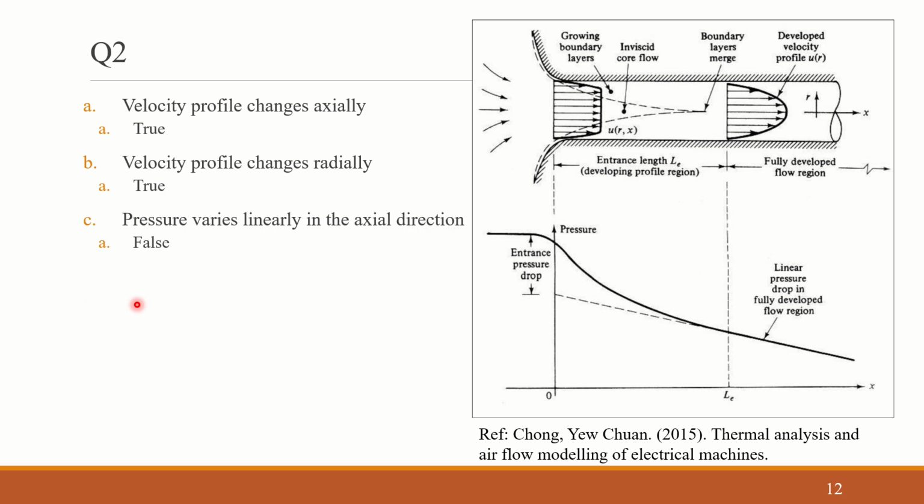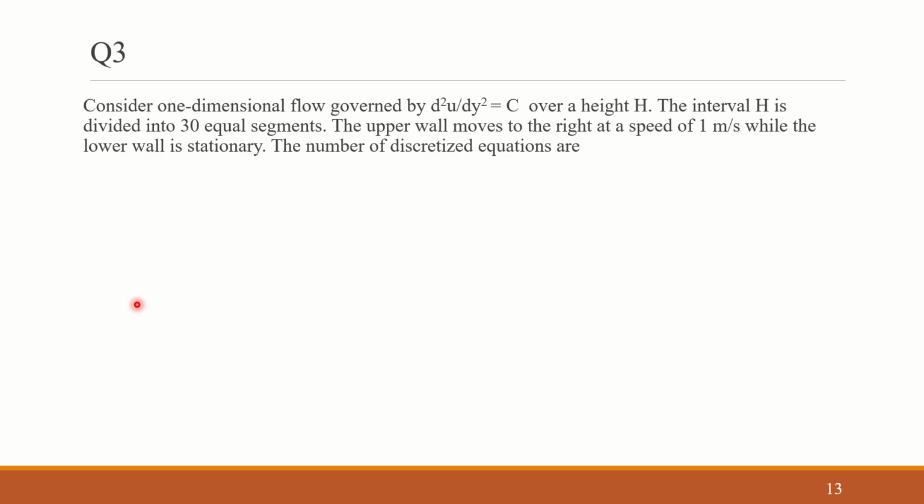Now we will go to question 3. Consider one-dimensional flow governed by d square u by dy square equal to c over a height h. The interval h is divided into 30 equal segments. The upper wall moves to the right at a speed of 1 meter per second while the lower wall is stationary. The number of discretized equations is? This question is a direct application question of how many discretized equations we will get, how many discretized points, and how many discretized segments there will be.